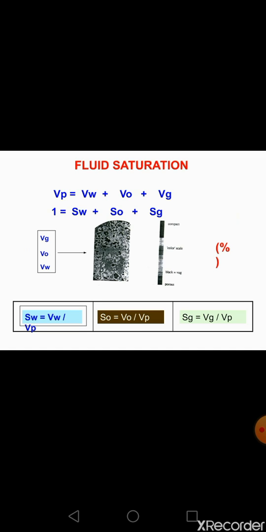So the total pore volume is the sum of volume of water in pores, volume of oil in pores and volume of gas in pores, and the total saturation is 100%. So Sw plus So plus Sg is equal to 1. So the total sum of all these fractions will be 1 and it is 100% saturation. So in the diagram, the pores in different regions are occupied by the gas, oil and water.